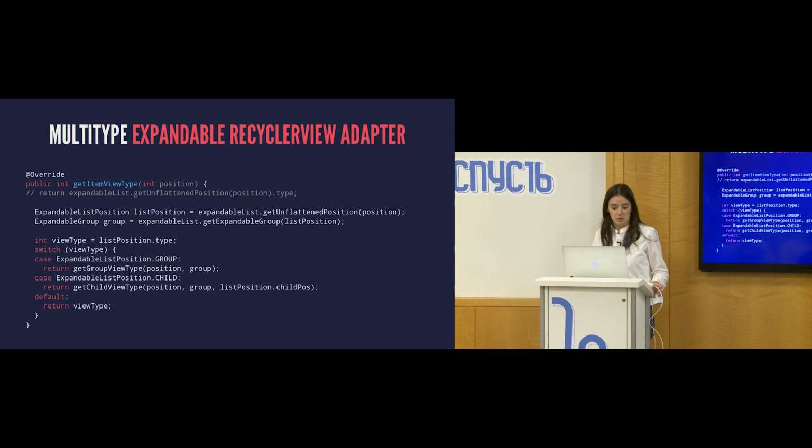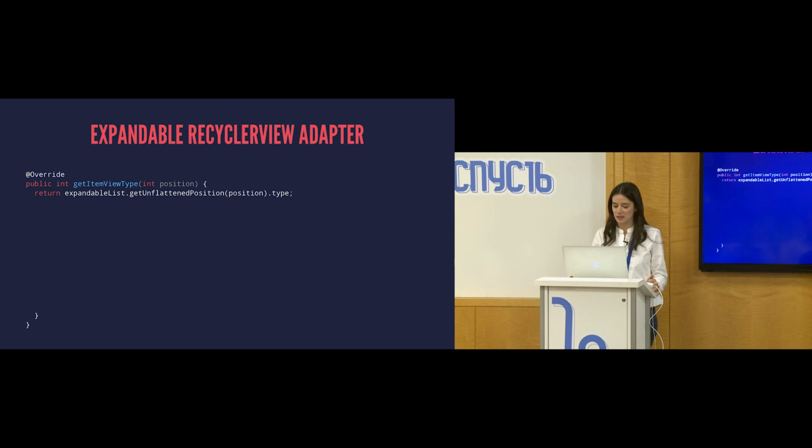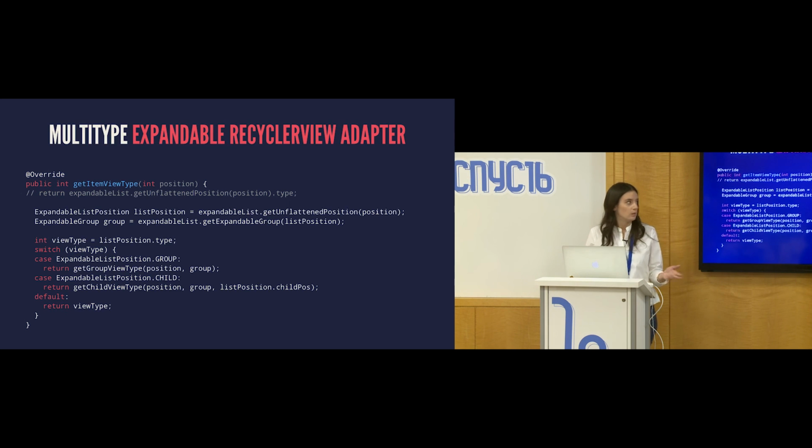Sorry, that slide was not supposed to be there. Oh, sorry. It was. This is our expandable RecyclerView adapter. And this was our getItemViewType method. To update it to be our multi-type expandable adapter, we simply go from 1 line to a lot more lines. But we're just iterating over the exact same thing as the onBind from before, actually.